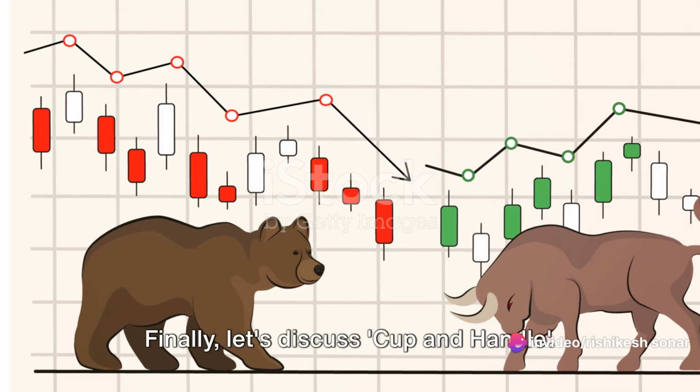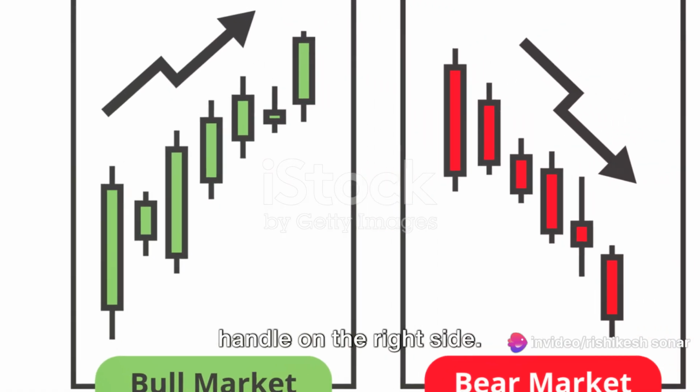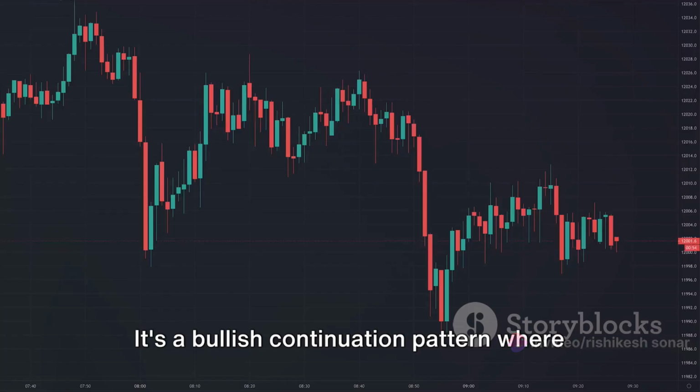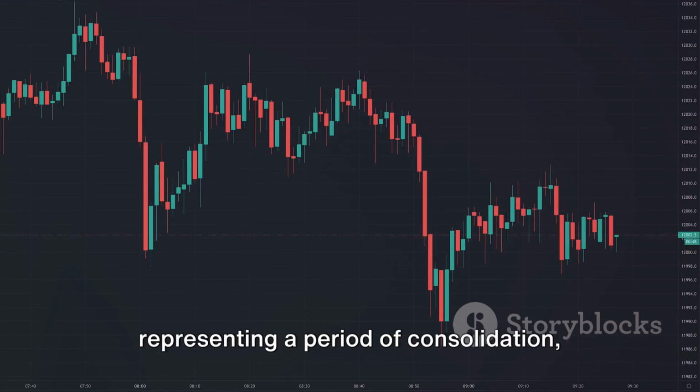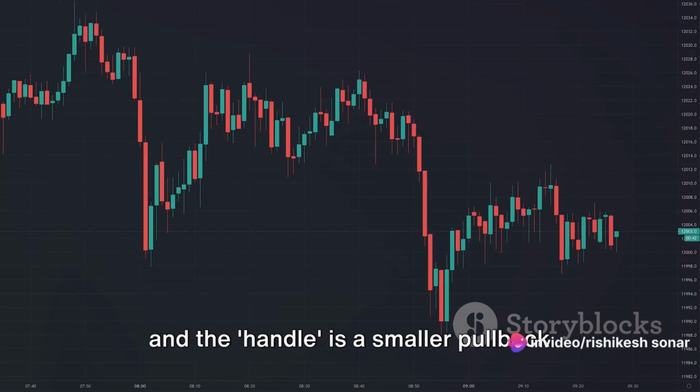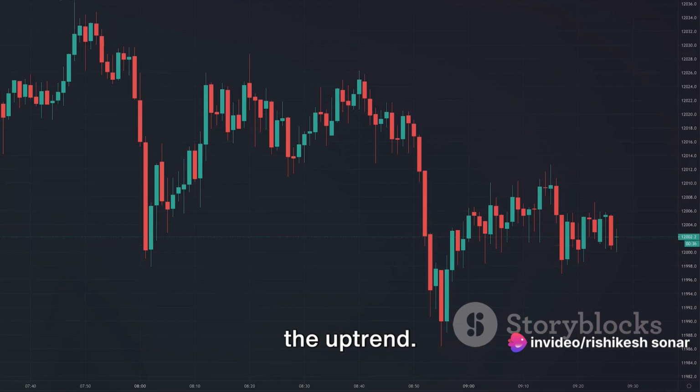Finally, let's discuss cup and handle. This pattern resembles a teacup with a handle on the right side. It's a bullish continuation pattern where the cup is formed by a round bottom representing a period of consolidation, and the handle is a smaller pullback before the price breaks out to continue the uptrend.